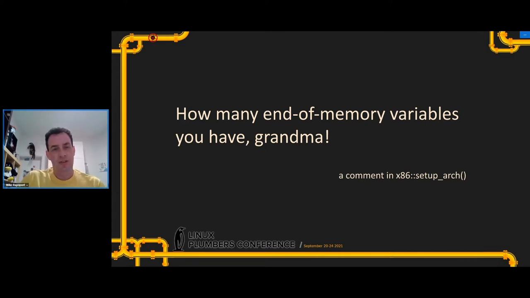This is not much different on the other architectures, and this diversity and the lack of a coherent representation of the physical memory across the kernel sometimes leads to some unexpected effects. There are subtle bugs that we need to trace here and there. There are difficulties in memory hot plug, memory hot remove, and so on.